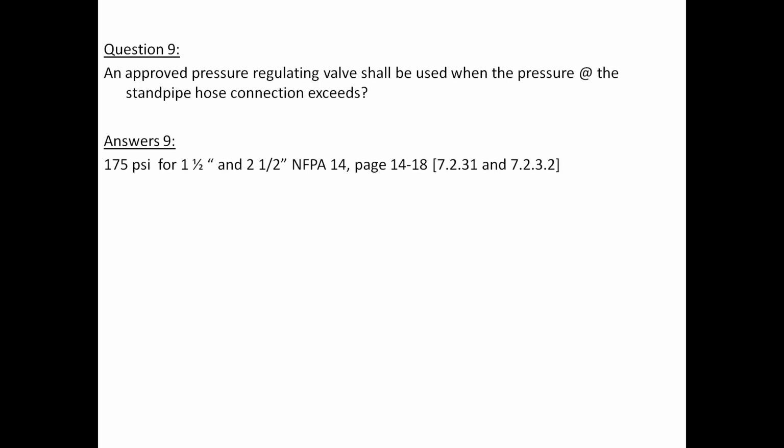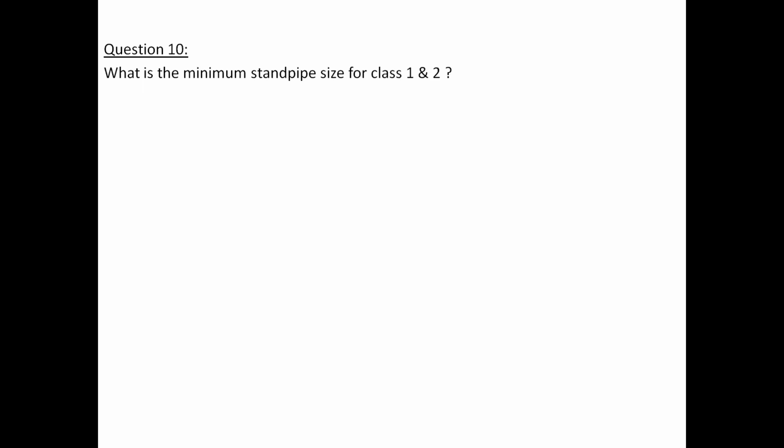Question 9. An approved pressure regulating valve shall be used when the pressure at the standpipe hose connection exceeds what psi? The answer for question number 9 is 175 psi for 1.5 and 2.5 inch hose connections. Refer to NFPA 14, page 14-18, sections 7.2.3.1 and 7.2.3.2.